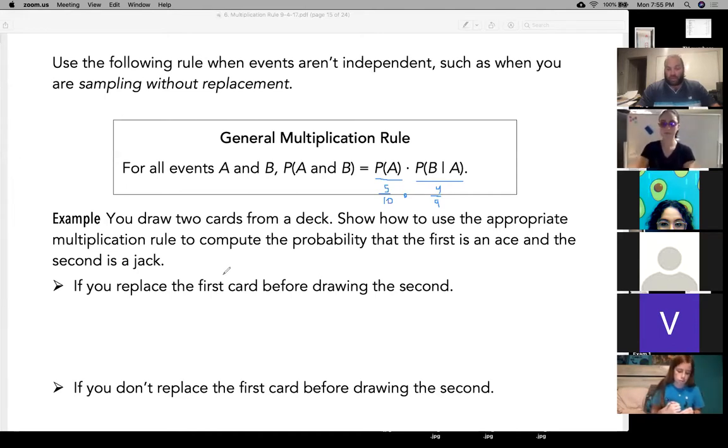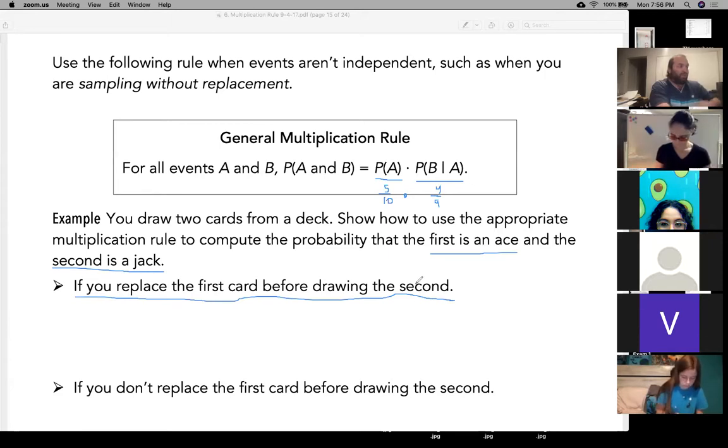Let's do it here again. You draw 2 cards from a deck. What is the probability that the first one is an ace and the second one is a jack? Now, first, if you replace the first card before drawing the second, what are we claiming about this situation? It's independent. That's the translation for independent. You're replacing it, so you're back to where you began.